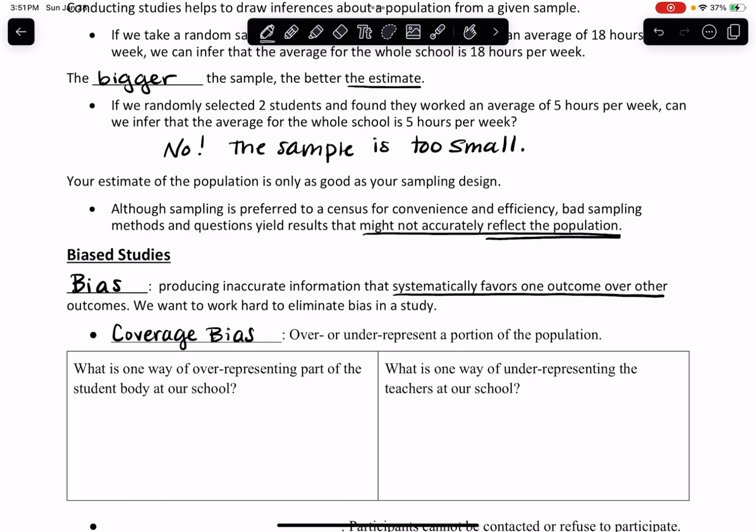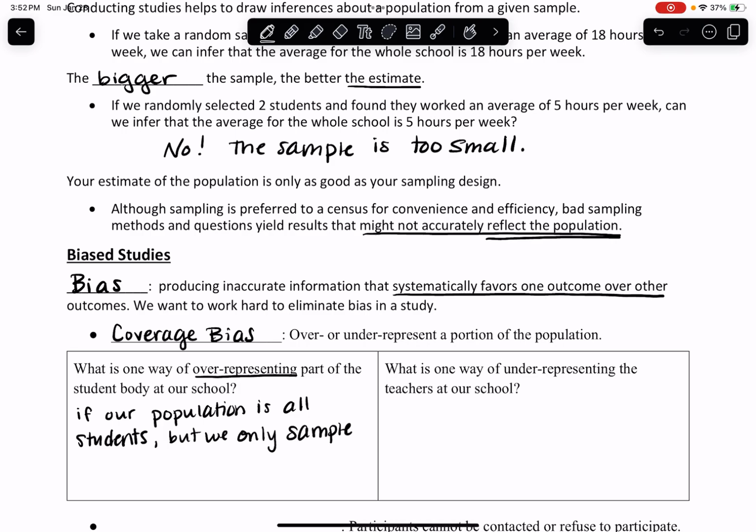So if we keep talking about the student body of our school, one way of over-representing part of the student body is this: if our population is all students, but we only sample 9th graders, then our 9th graders are overrepresented, because we have too many of them in our sample if we're considering a population of all students at our high school.